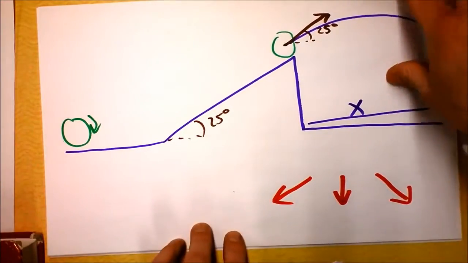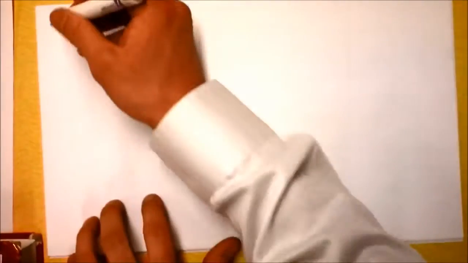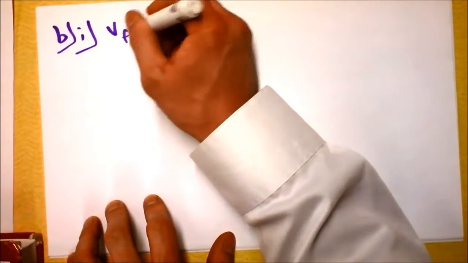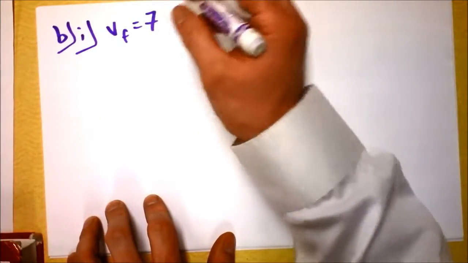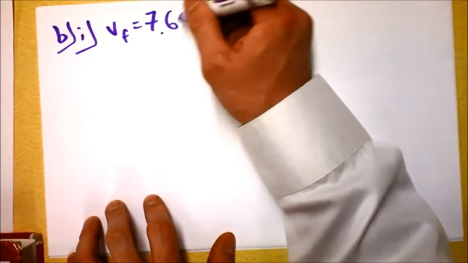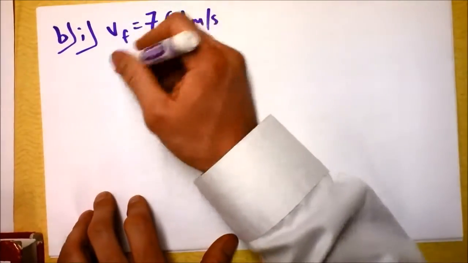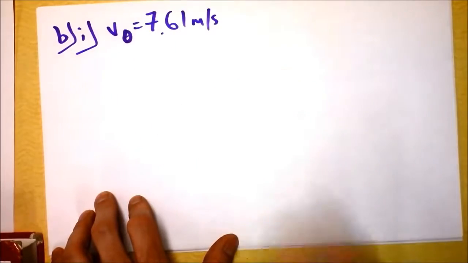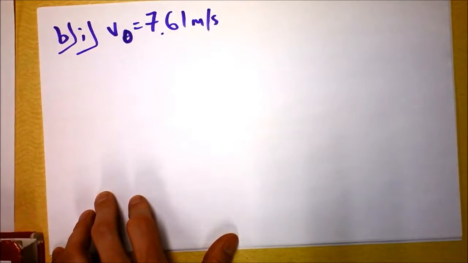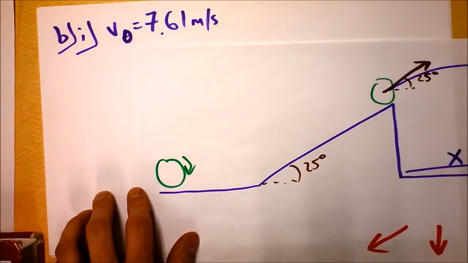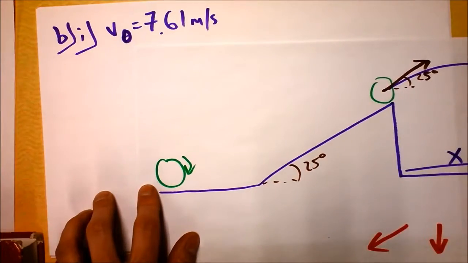I guess I should draw another sketch. So we know how fast the ball's going, as we found in part B1. B1 told us that the final velocity was what? 7 point what something? 7.61. 7.61 meters per second or thereabouts. And we know the direction, actually I'm going to call that V0 for the launch. Even though it's the final velocity at the top of the hill, it's the initial velocity for the launch coming off of the hill.